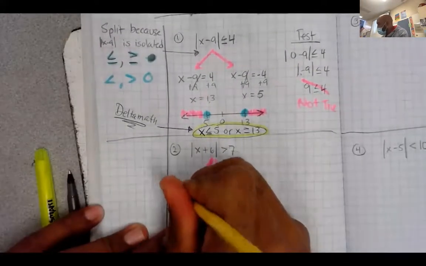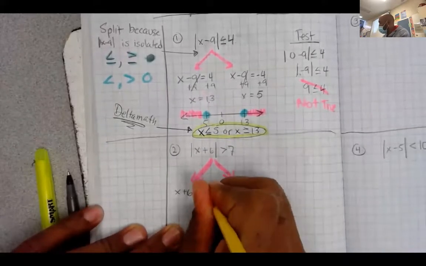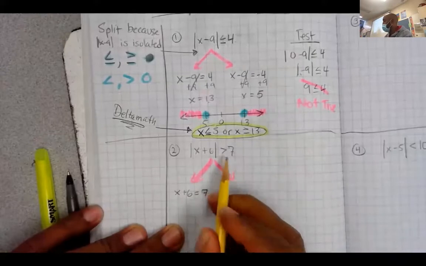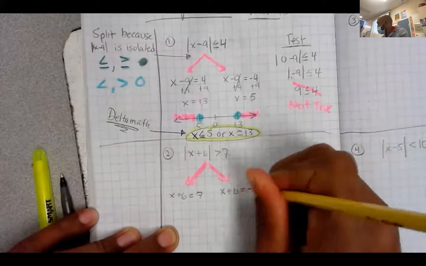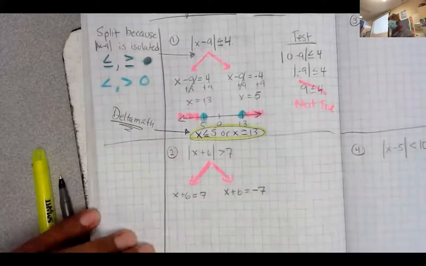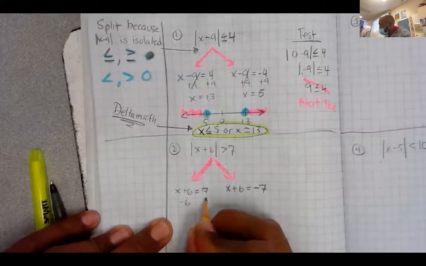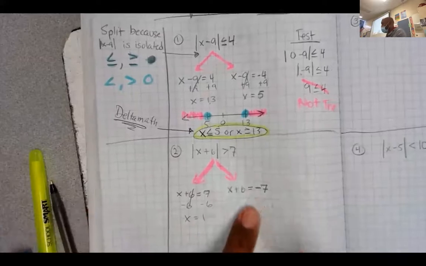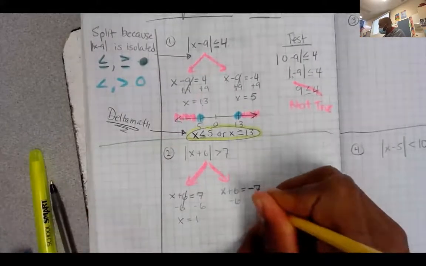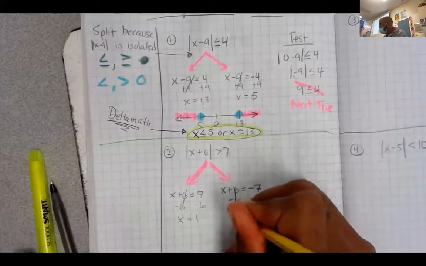So remember, the first one, I just literally repeat the exact same numbers, and I'm going to put equal instead of the inequality sign. And then the second one, repeat it again, just make that last number negative. Okay, then go ahead and solve that. So minus 6 and minus 6, that equals 1. And here again, minus 6, but now it's negative 6 minus 6, and that's negative 13.